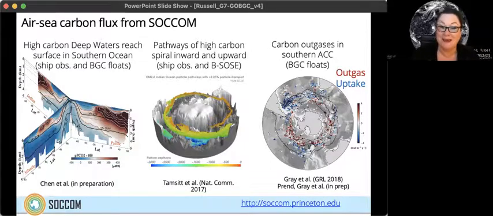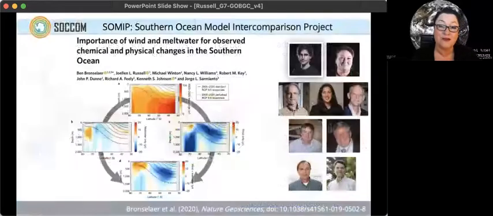So what we see is these high carbon deep waters reaching towards the surface around Antarctica, spiraling upwards. This is a great Tamsitt et al. Nature Communications paper from back in 2017. And we also have an issue because carbon is outgassing in our southern ACC from our BGC floats. Red is outgassing and blue is ingassing. I bet you didn't know that there was that much outgassing, but it's this deep carbon maximum that's reaching to the surface, wind driven. It's extraordinary.